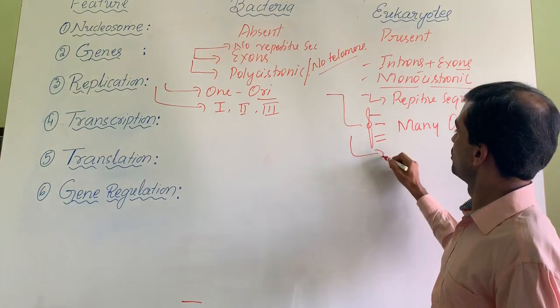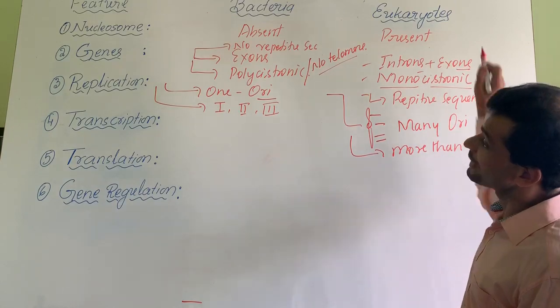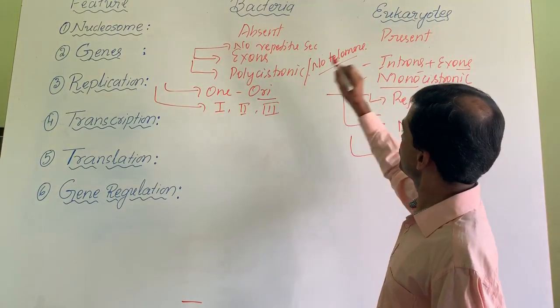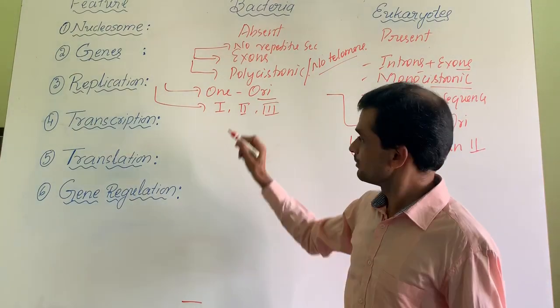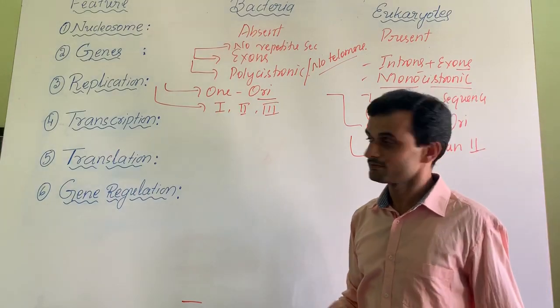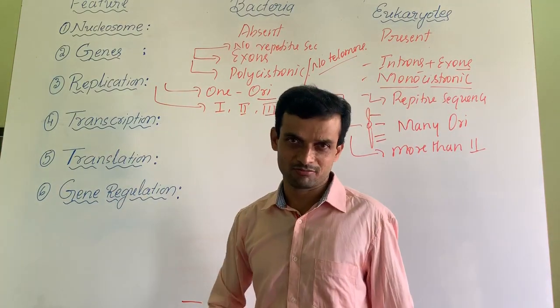Whereas eukaryotes have more than 11 different DNA polymerases. Correct? Both bacteria and eukaryotes depend on DNA polymerases. But here there are 3 DNA polymerases and here there are many DNA polymerases. Look at the transcription process. Gene expression starts from transcription.